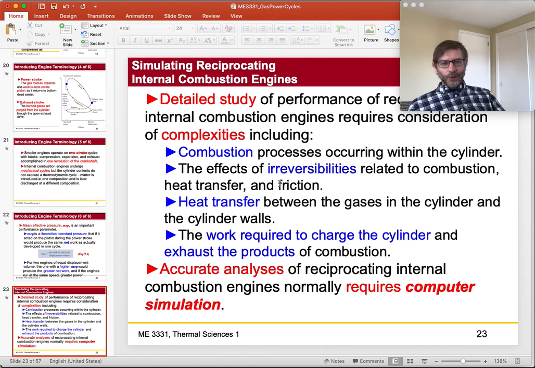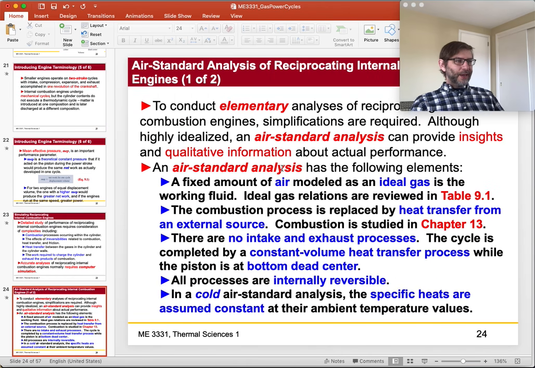Combustion itself is a hugely complex process. The air motion and everything. It's a very interesting and complex subject, and one that has provided us lots and lots of opportunity for study. Accurate analysis of reciprocating internal combustion engines usually requires a computer simulation. I'm an experimentalist, so my feeling is that analysis generally requires more experiments, but we'll leave that to other people to decide.